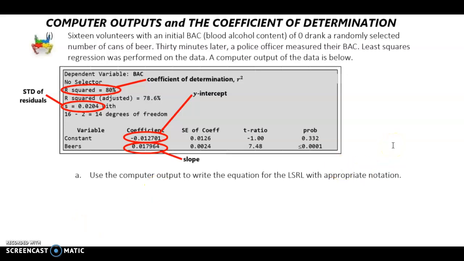So hopefully you made it through the red light, green light okay, or green light, red light. You got your equation using the values.